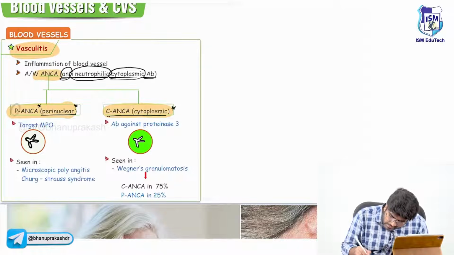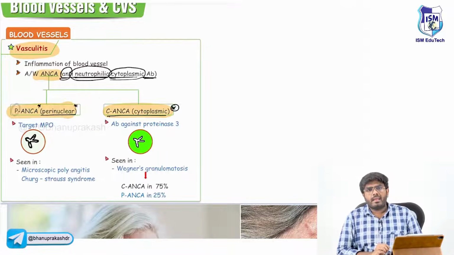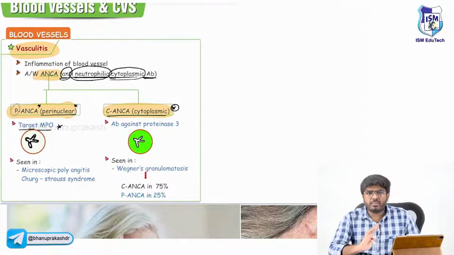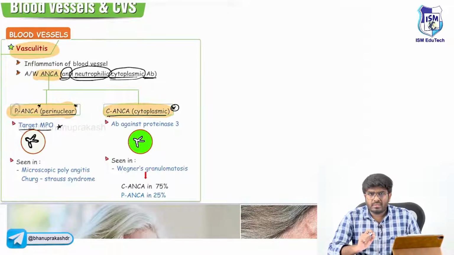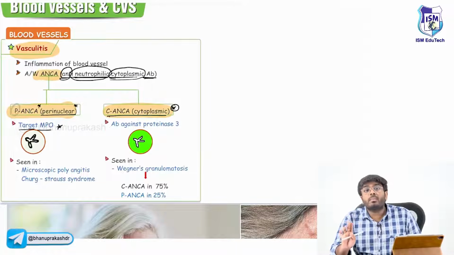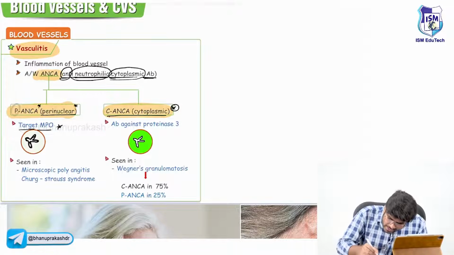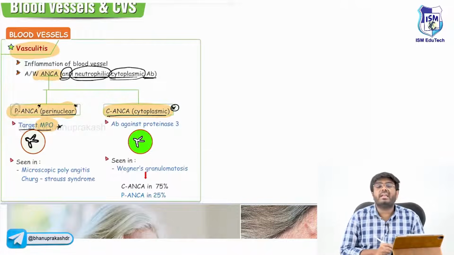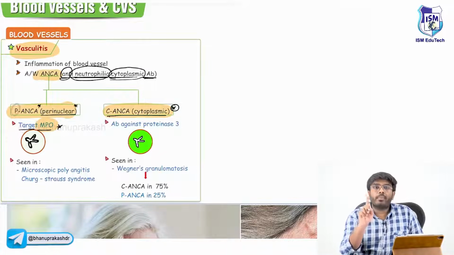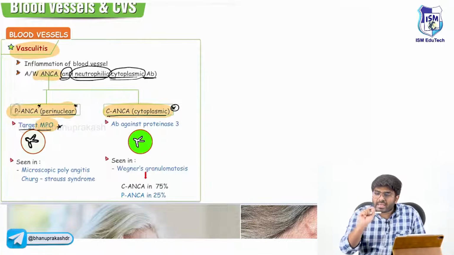Okay, what is C ANCA? Before telling you C ANCA, see, antibodies are getting produced. But against what? Why are antibodies getting produced? We don't have a proper reason. But antibodies are produced against a component called myeloperoxidase. Against this myeloperoxidase, the P-ANCA antibodies are produced. So P-ANCA is produced against myeloperoxidase. The antibodies are going and getting deposited around the nucleus.